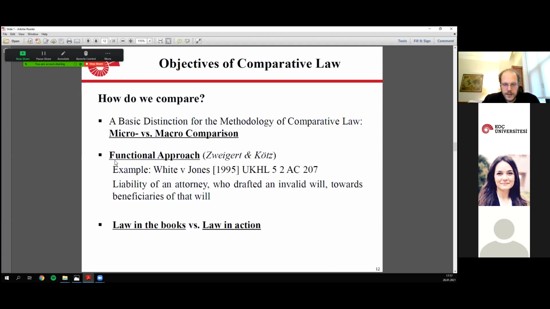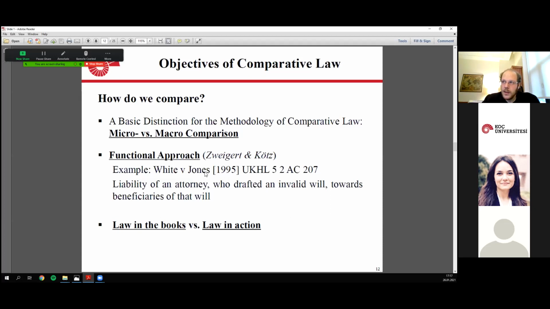And when you are doing a micro comparison, it is argued that you should adopt a functional approach. This is explained in a famous book by Zweigert and Kötz about comparative law. What they mean is you should not be limited to the distinctions and categories each legal system makes. For example, a solution to a problem may be found in contract law in one jurisdiction, whereas it may be found in tort law in another jurisdiction.